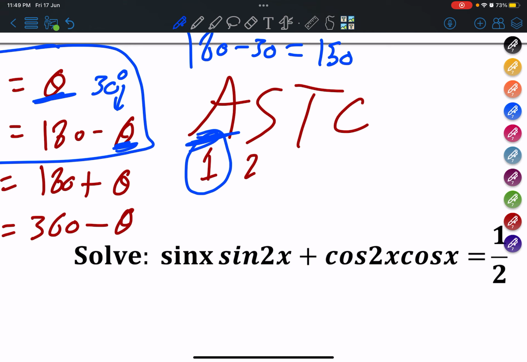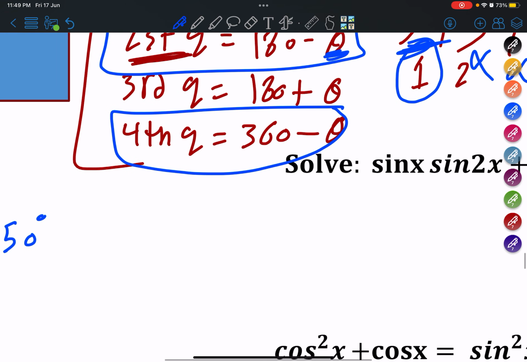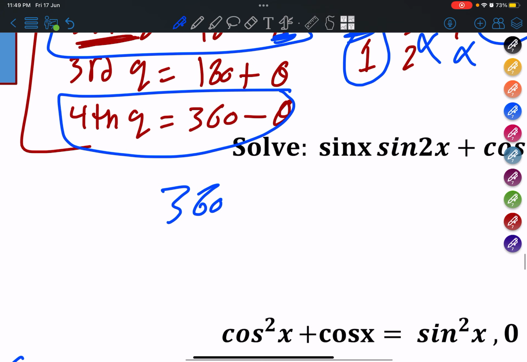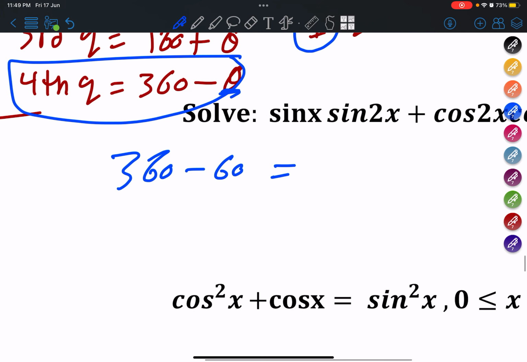In the second, it's sine only, so no, we don't want that. In the third, it's tan only, so no, we don't want that. But it is in the fourth. So let's use the formula for the fourth quadrant. So we said that 360, that's constant, minus the degrees. This time our degree is 60. So our second value for cosine, cosine 1 over 2, should equal 300 degrees.